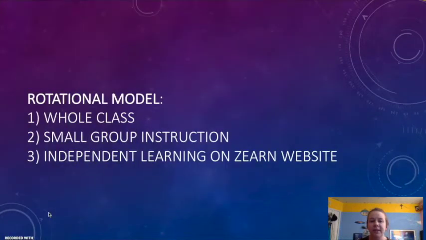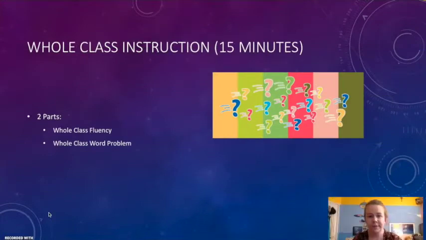It is based on the rotational model. So you start with 15 minutes of whole class instruction and then divide the class into groups, and you do both small group instruction and independent learning on the Zearn website. The whole class instruction is based on 2 different parts, whole class fluency and a whole class word problem. Notice that there's only one.